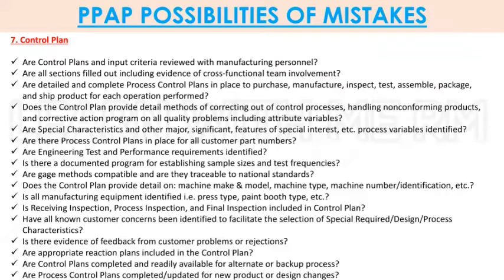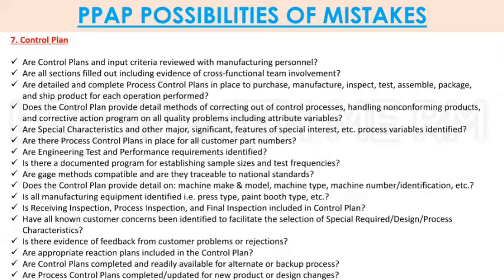Are all sections filled out including evidence of cross-functional team involvement? Are detailed and complete process control plans in place to purchase, manufacture, inspect, test, assemble, package, and ship product for each operation performed? Does the control plan provide detailed methods of correcting out of control processes, handling non-conforming products, and corrective action program on all quality problems including attribute variables?